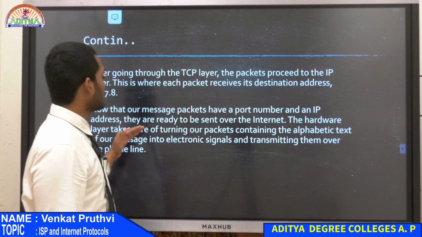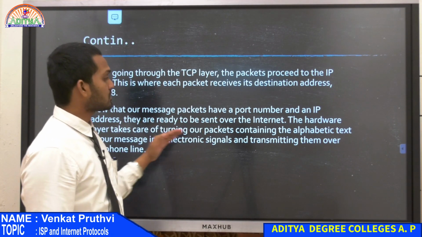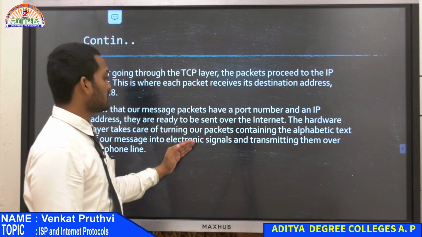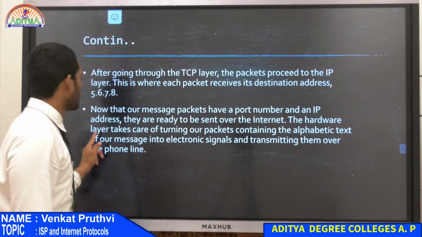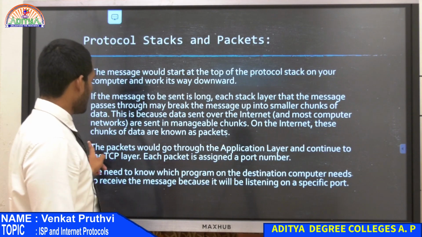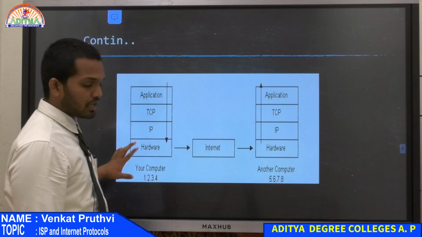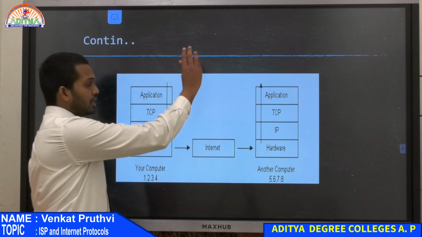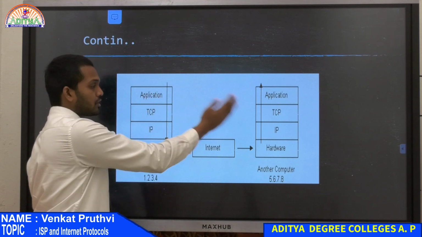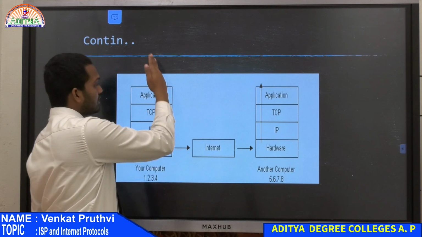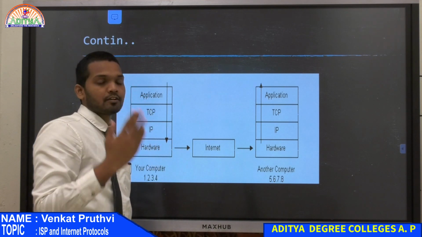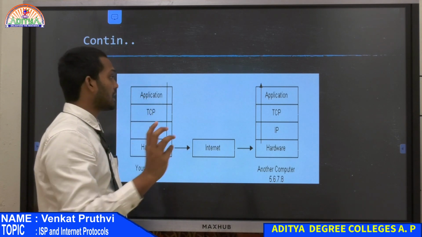The hardware layer takes care of turning packets containing the alphabetic text of our message into electronic signals and transmitting them over the phone line. Now, what is happening in this diagram? Initially, we had that 1 MB file that we want to send from this computer to this computer over the internet. Then that 1 MB file is divided into chunks of data, known as packets.